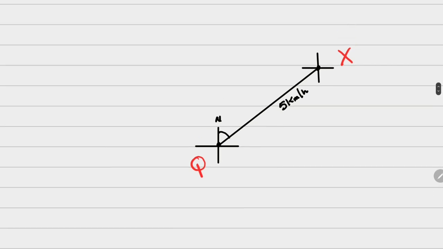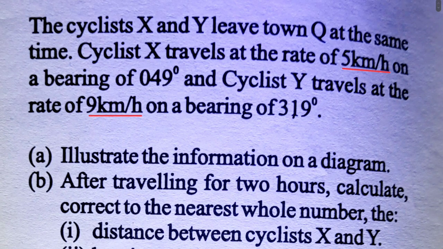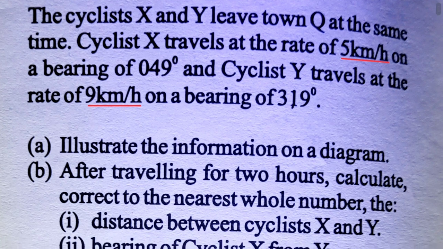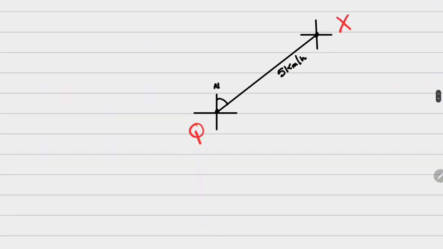Now let's go to the second thing. The second statement says that Y traveled at the rate of 9 kilometers per hour on a bearing of 319. Okay, but it's from the same place. They've left the same town, so take note of that. So what I'm going to do now is to come down 319 from the north. This is 90, this is 180, this is 270, 270 plus another 49 gives you 319. So let me take it up 49, a bit more than half.